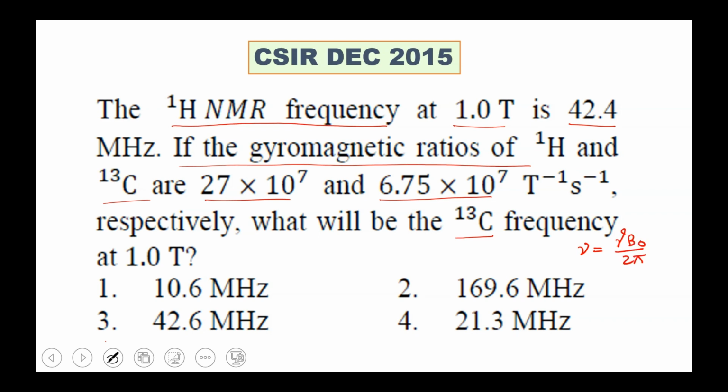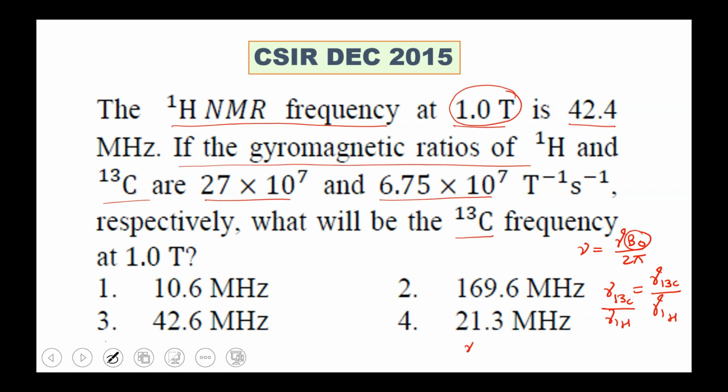So on substituting, the frequency of carbon divided by the frequency of hydrogen will be gamma of carbon divided by gamma of hydrogen, because the magnetic field remains constant. They're asking for the frequency at 1 Tesla, so B0 will get cancelled. So the frequency of carbon by proton will be the gyromagnetic ratio of carbon by proton. Okay, and now we have to just do the substitution.